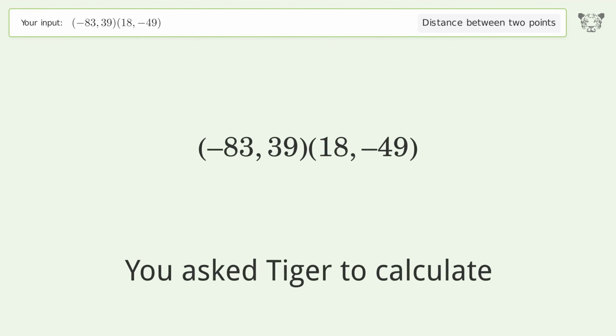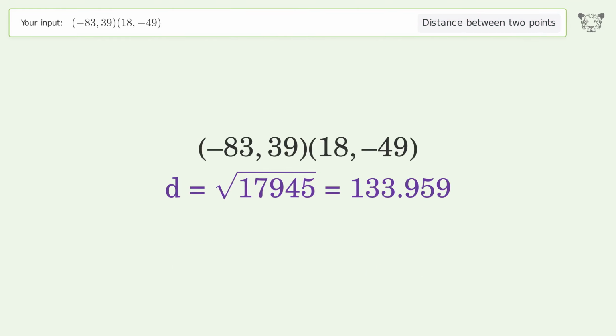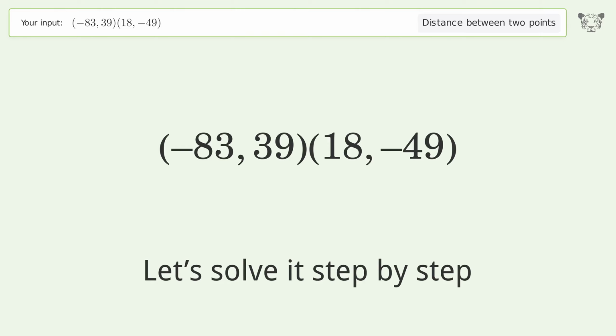You ask Tiger to calculate. This deals with the distance between 2 points. The distance between the 2 points is the square root of 17,945, or 133.959. Let's solve it step by step.